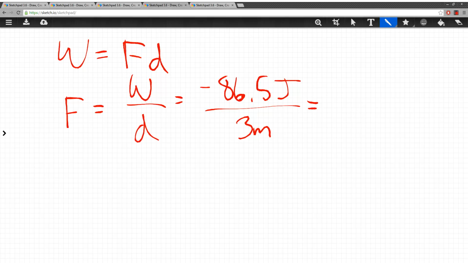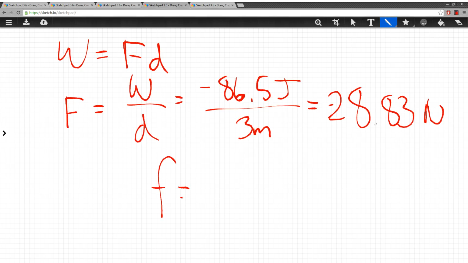And this equals negative 28.83 newtons. But since the problem's just asking you for the magnitude of the force due to friction, it's just 28.83.